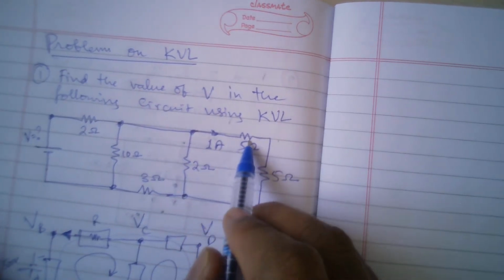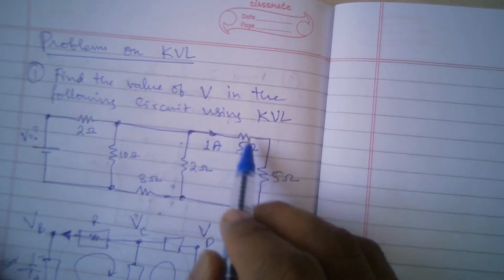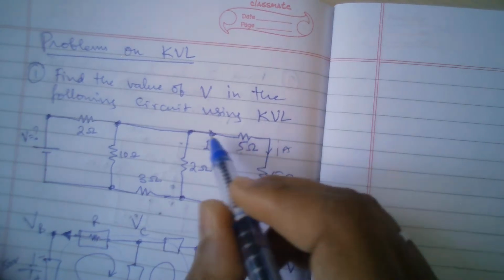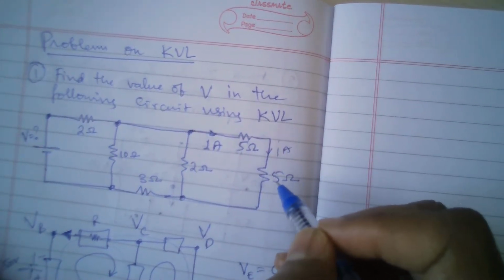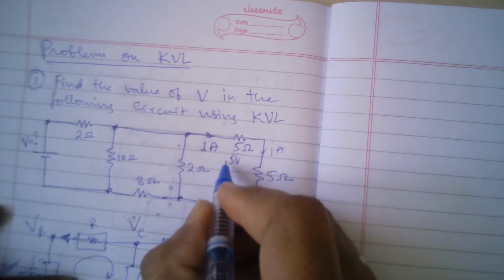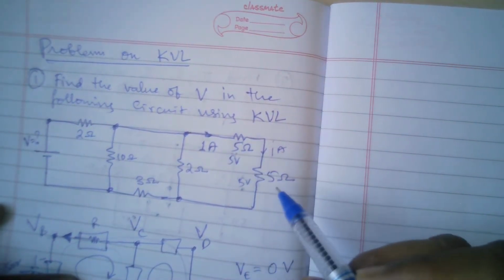So 1 ampere into 5, according to Ohm's law, I into R, 5 volts is the voltage drop here. Now the same 1 ampere will flow, because this is the same branch, will flow in this also. 5 more volts will drop here. Okay. So now the question is, if I say this is 5 volts, this is 5 volts. So the drop in this is 5 volts, the drop in this is 5 volts.